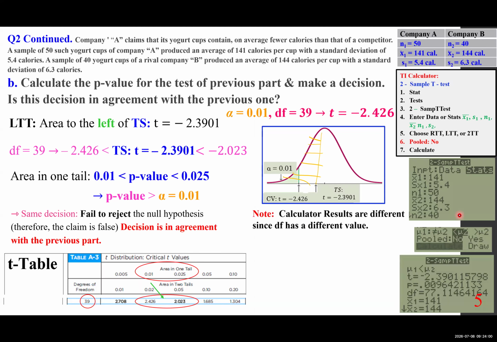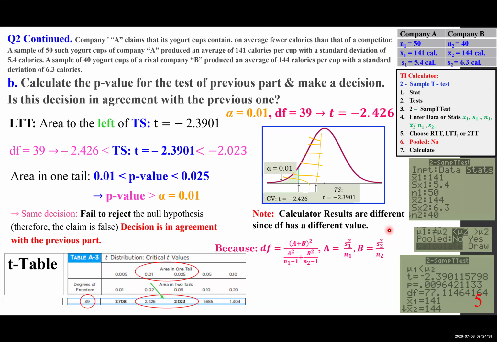Calculated results are different since degrees of freedom has a different value. Take a look. The degrees of freedom is not what we chose. We chose 39, because the calculator computes it. How does it calculate? Degrees of freedom is (a plus b) squared over a squared over n1 minus 1 plus b squared over n2 minus 1, where a is s1 squared over n1 and b is s2 squared over n2. You don't have to worry about that. It's very involved. But understand, as a result, sometimes we may end up with a result that is different than what the calculator gives.